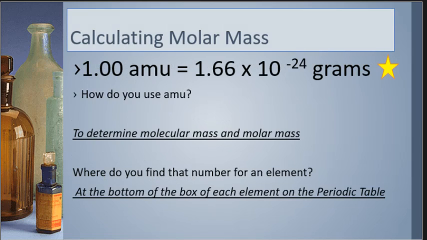So there are two of these weird, crazy numbers you're going to have to remember, and this is one of them: 1.66 times 10 to the negative 24. You're going to need to remember that number to do some math with it on your quiz.